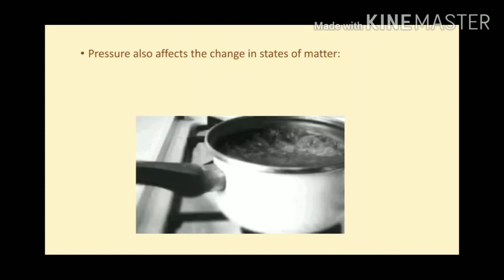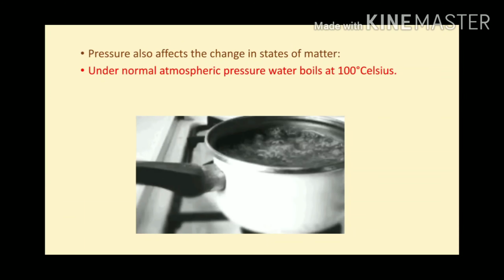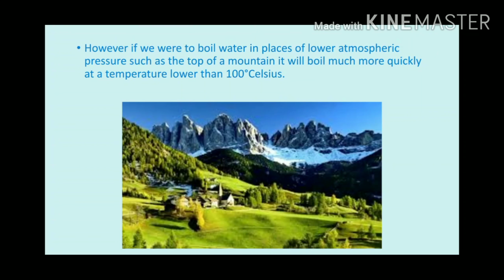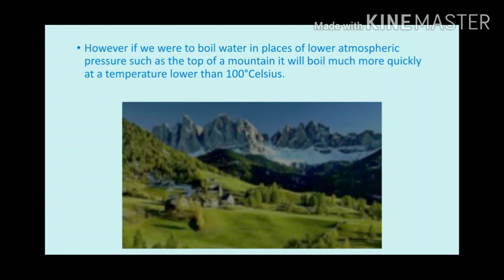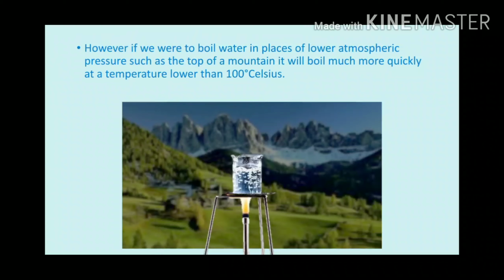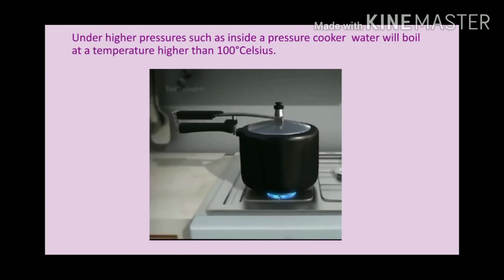Pressure also affects the change in states of matter. Under normal atmospheric pressure, water boils at 100 degrees Celsius. However, if we were to boil water in places of lower atmospheric pressure, such as the top of a mountain, it will boil much more quickly at a temperature lower than 100 degrees Celsius. Under high pressures, such as inside a pressure cooker, water will boil at a temperature higher than 100 degrees Celsius.